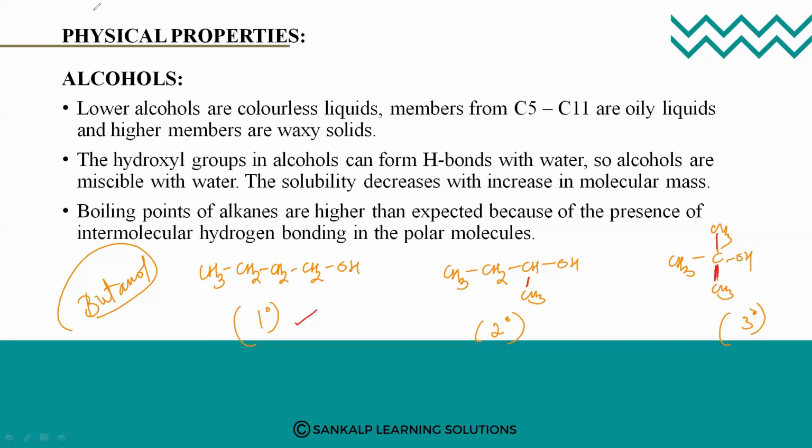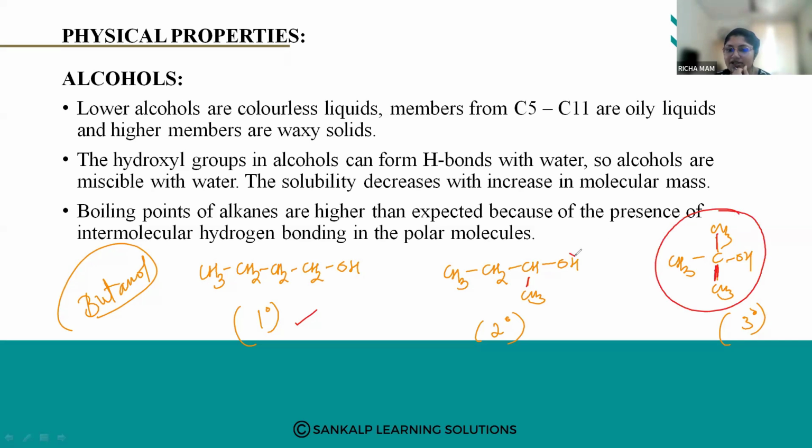So as the branching increases, the boiling point will go on decreasing. Why? Because of increase in branching, the surface area will decrease. So the van der Waals forces, which are weak forces, also decrease, and because of that, the boiling point also decreases.